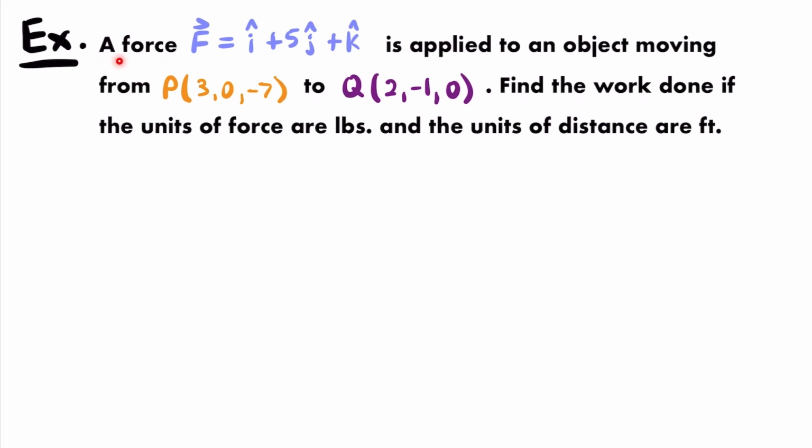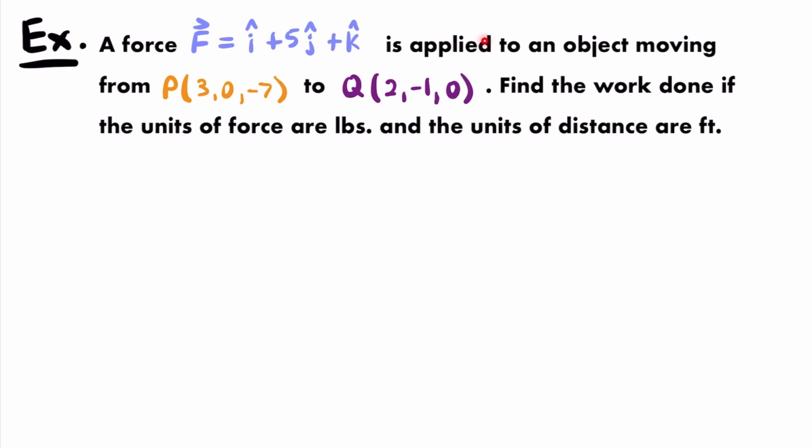So next up we have a force represented by this force vector, which is equal to i plus 5j plus k, is applied to an object moving from point P, which is the point (3, 0, negative 7), to point Q, which is the point (2, negative 1, 0). Find the work done if the units of force are pounds and the units of distance are feet.